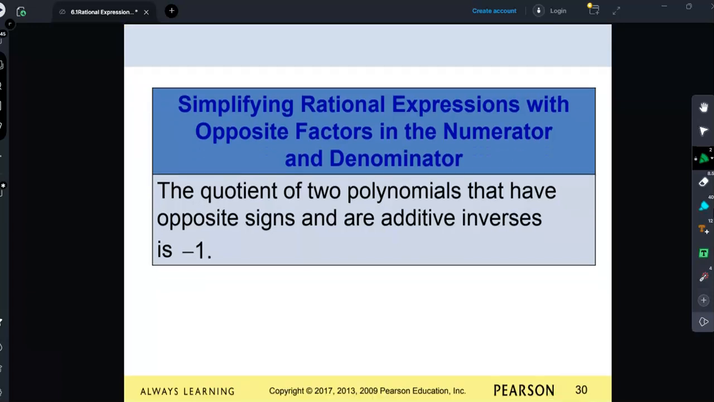So one thing you might need to know is that a quotient, which is you divide, of 2 polynomials that have opposite signs are additive inverses, and the value is -1. So for example, if I have y plus 5 and I have negative y minus 5, those are additive inverses, right? So that should equal -1 when you divide them, okay?